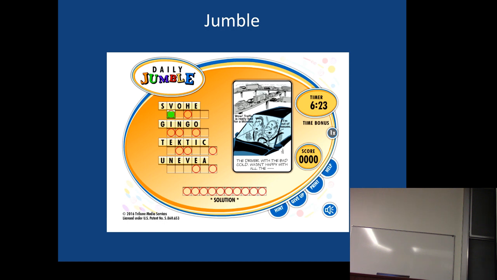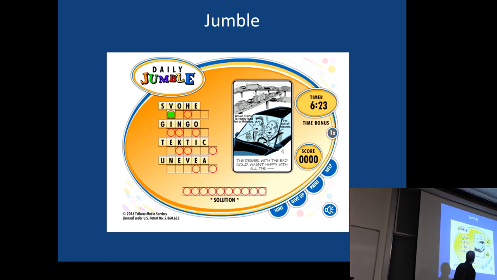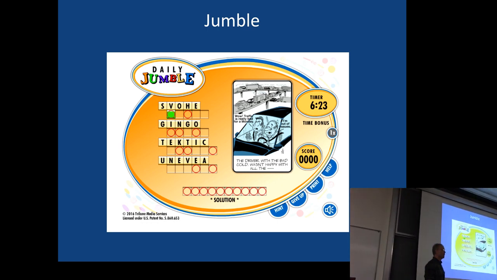Ticket, and then Avenue. Okay. And then you take the circled letters that would be there and you unscramble them. That's another anagram, and you get... It says the guy's saying, "Wow, traffic is really bad for a Monday. I'm out of tissues." The driver says, "The driver with the bad cold wasn't happy with all the..." And you unscramble it. And sometimes you don't even have to. Congestion. It's usually a bad pun.